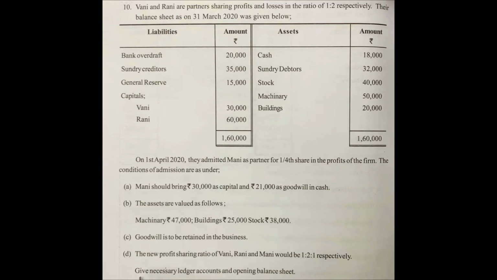What is he asking? Give necessary ledger accounts and the opening balance sheet. He is not asking for journal entries. Directly, we have to prepare ledger accounts and finally show the new balance sheet. Under ledger accounts, we have to prepare the revaluation account and the capital accounts of Vani, Rani and Money.